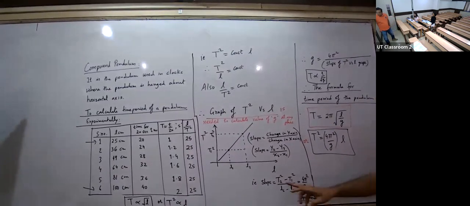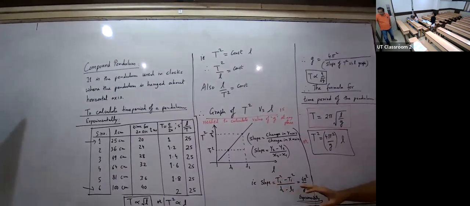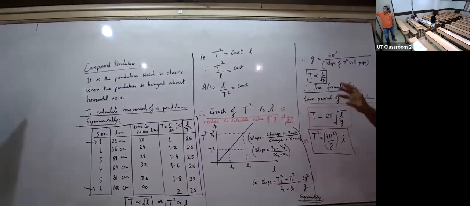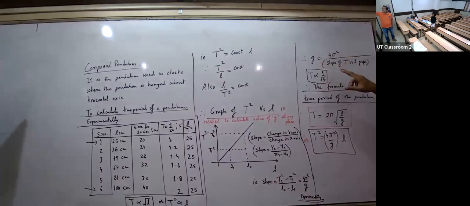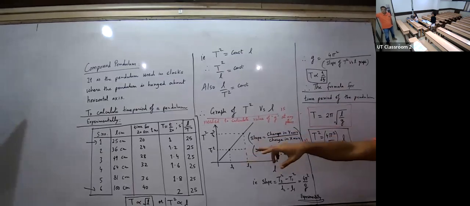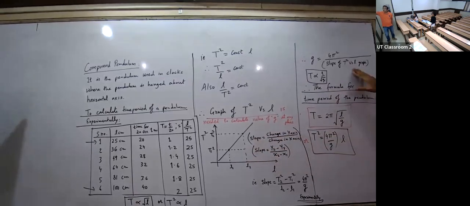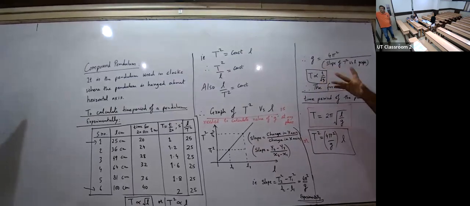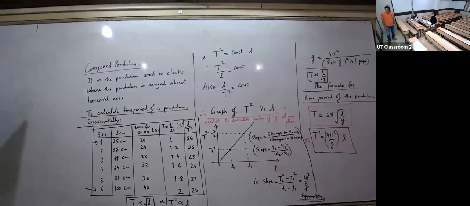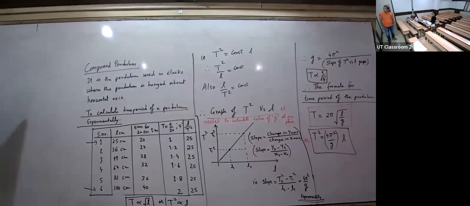So now my slope must be equal to this. So what is G then? If I want to calculate G, I know what is 4 pi square. I found slope from the graph. When I substitute here, I can calculate the value of gravity at any given place, right? Got it?